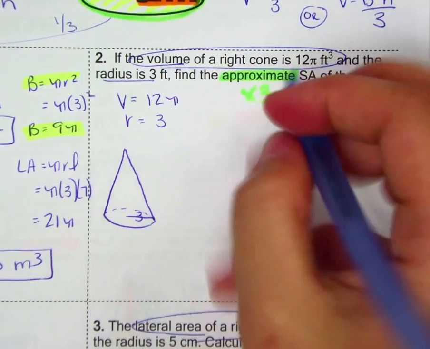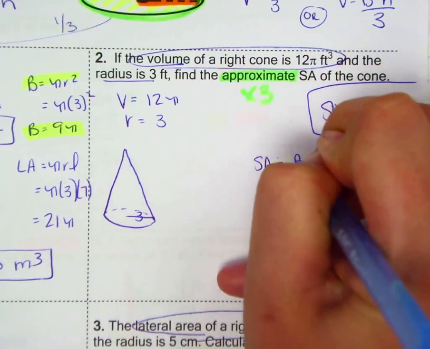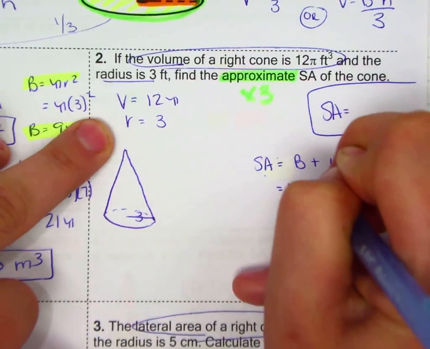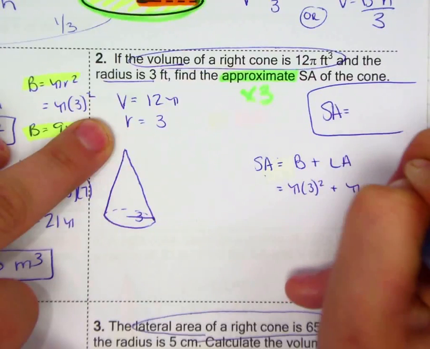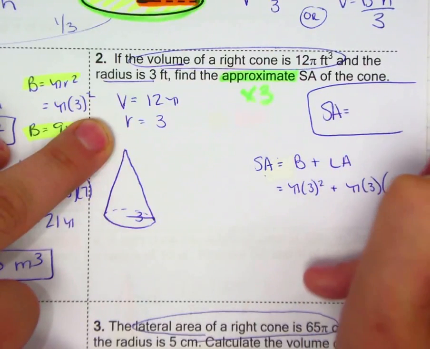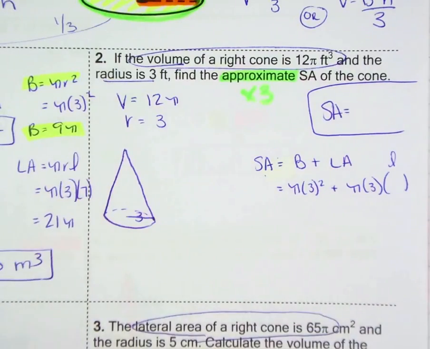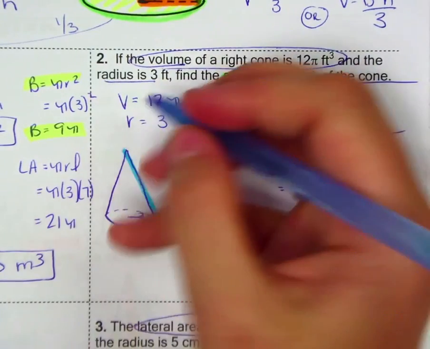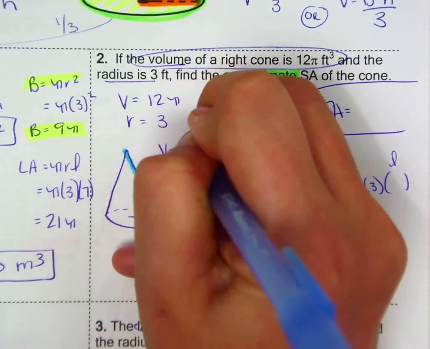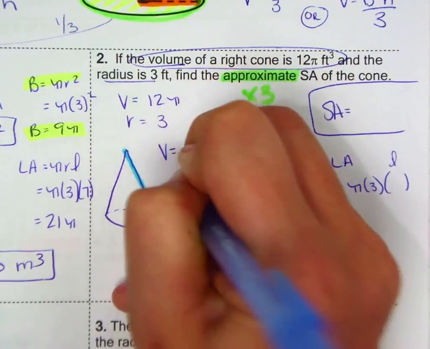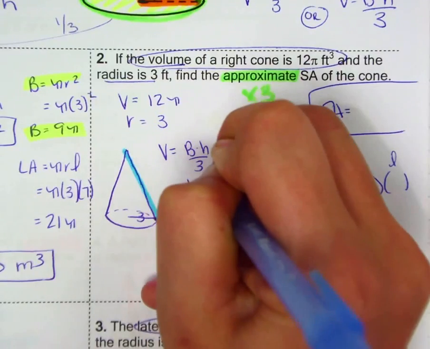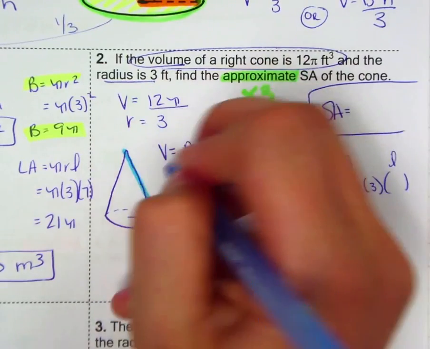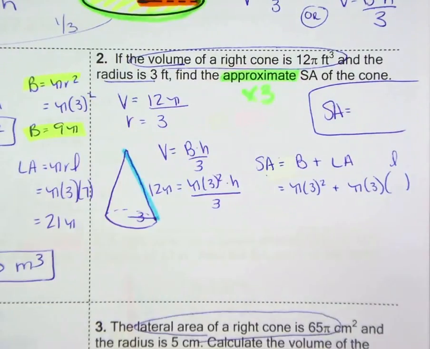In order to find surface area, we'd need base area plus the lateral area. The base area we can do: pi times the radius squared, plus the lateral area, which is pi times the radius times the slant height, which right now we don't know. So we need the slant height in order to find the surface area. Let's use our volume formula. Volume equals base area times height divided by 3. So it'll be pi times the radius squared times the height, which we don't know, divided by 3, and that equals the volume, which is 12 pi.